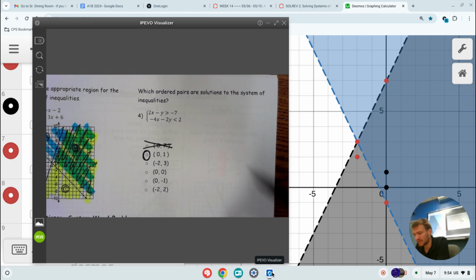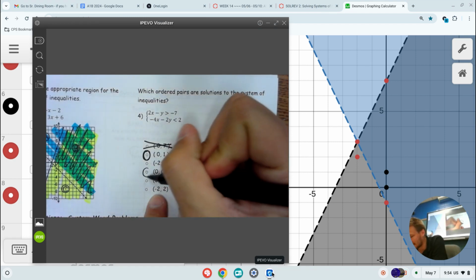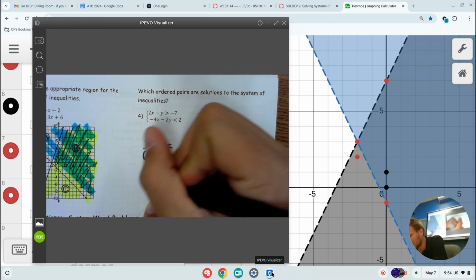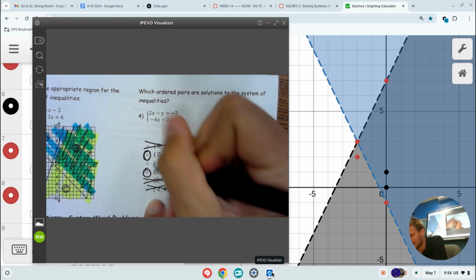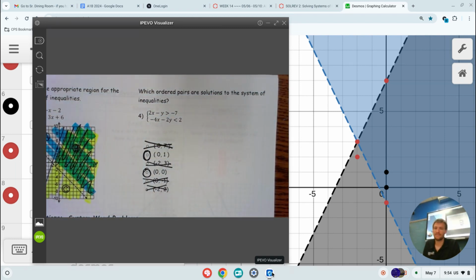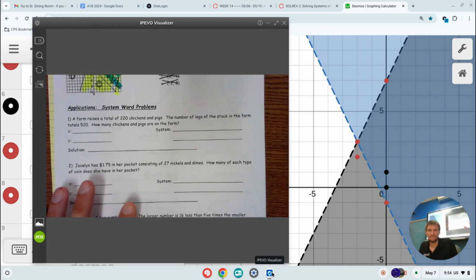On your paper, that looks something like 0, 0 was a good answer. This one was a bad answer. I think we only had 2 good ones. All right, and now we get to the bottom.